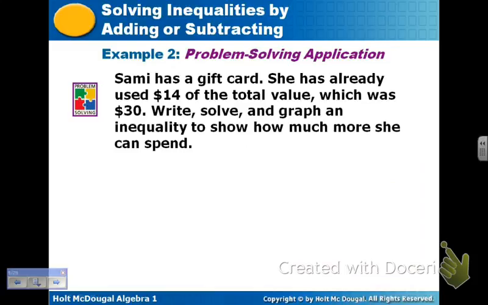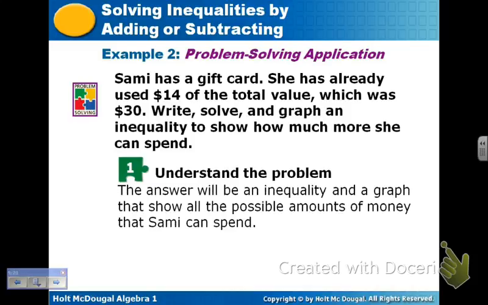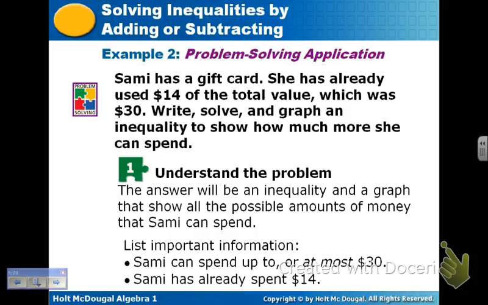All right, example 2, problem-solving application. Sammy has a gift card. She has already used $14 of the total value, which was $30. Solve and graph an inequality to show how much more she can spend. First, we want to understand the problem. The answer will be an inequality and a graph that show all the possible amounts of money that Sammy can spend. List important information. Sammy can spend up to, or at most, $30. Sammy has already spent $14.